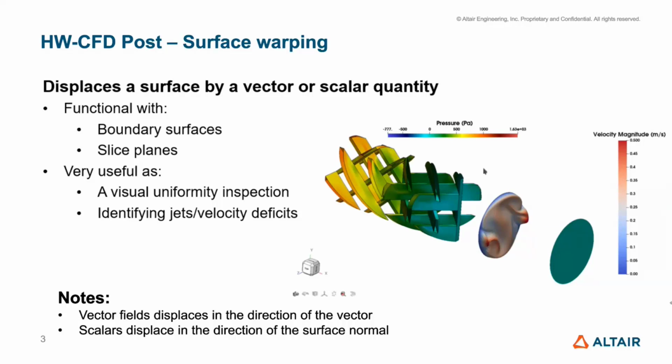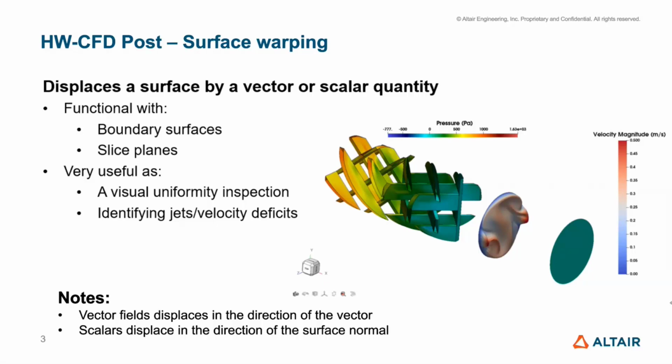So this is a really neat feature. I use it all the time. It's particularly useful for internal flows, but even for external flows, it has some value. So a couple notes about this. If you're warping by a vector field, then we're going to displace in the direction of the vector. If you're warping by a scalar field, then we have to set the direction somehow. And we base the direction on the surface normal. So it's one of the things that you'll need to keep in mind.